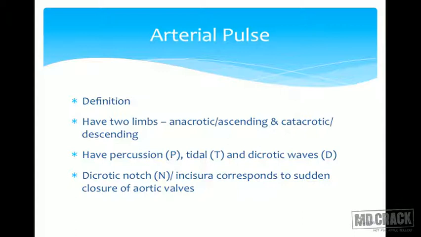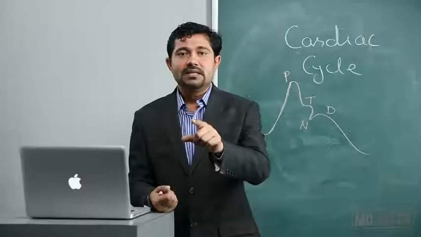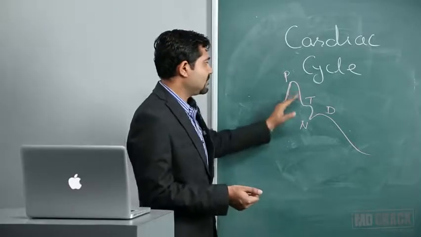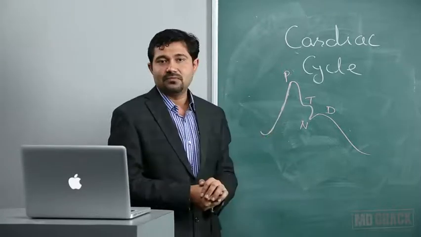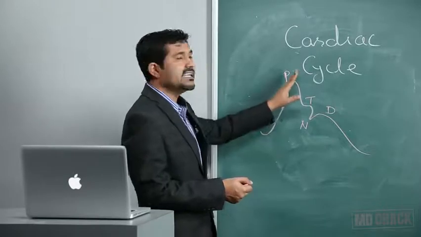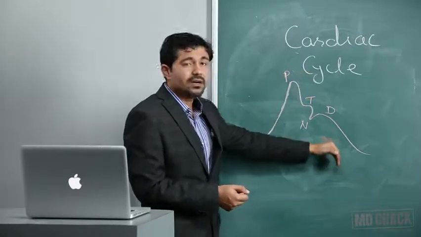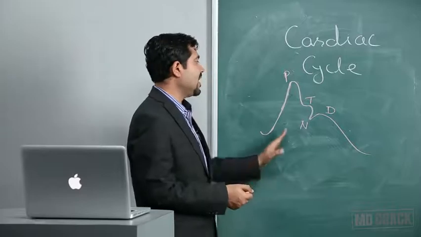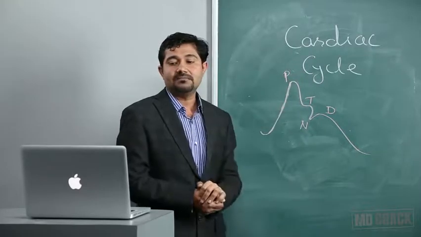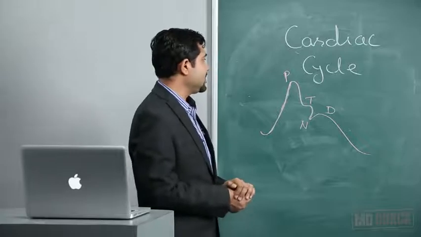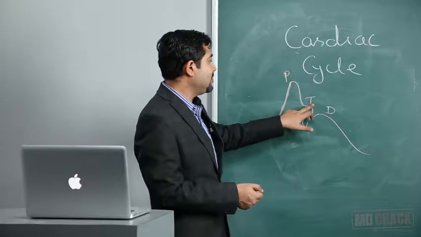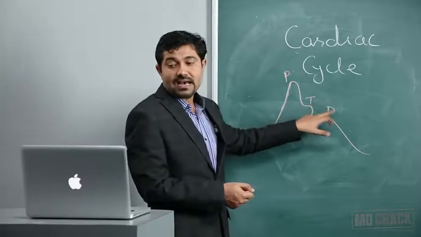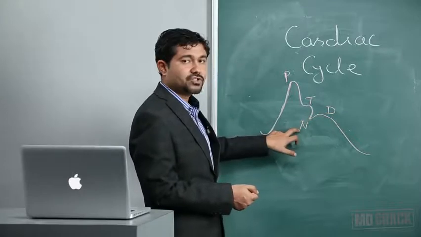Now if I record the pulse, that is its uplift and the downward flow, the downlift, then I can have this type of graph. This pulse is recorded. What you can see is that it has two limbs. We call them the anacrotic or ascending limb, and the catacrotic or descending limb. There are certain waves which are seen here. This is called the percussion wave. Then this is called the tidal wave. This is called the dicrotic wave, and this is the dicrotic notch.